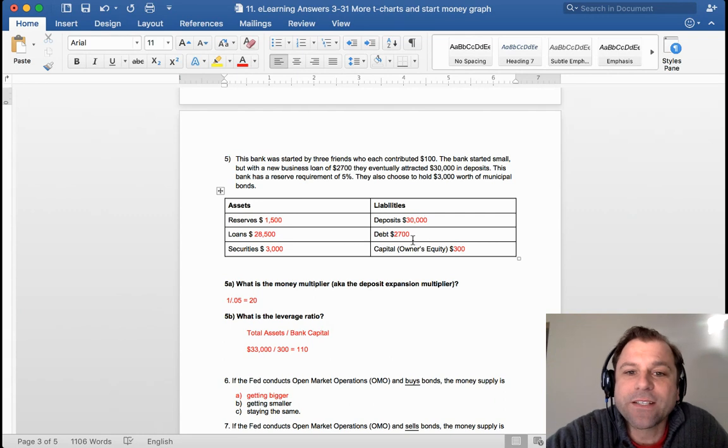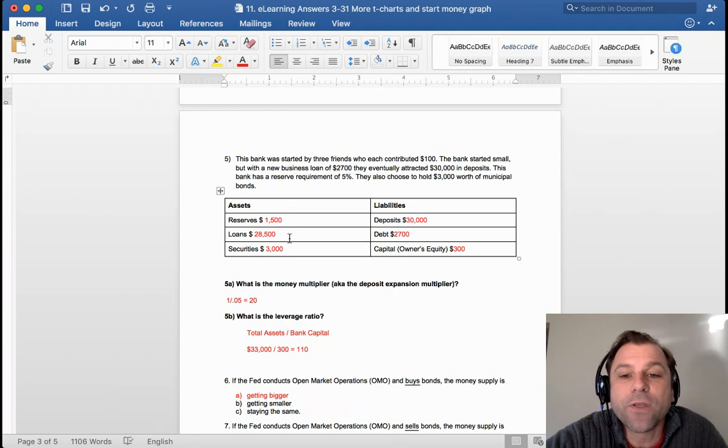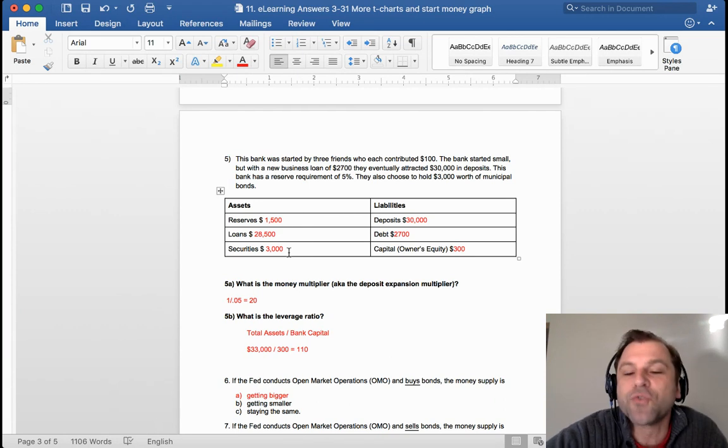We have deposits, we have debt, and we have owner's equity. So on the liability side, we have $33,000. On the asset side, we also have $33,000. There's your 5% reserves. Remember, reserves are just based on deposits, so we attracted $30,000 in deposits. This bank kept $1,500. They loaned out the $28,500, and with securities, they basically had their debt and their owner's equity put into treasury bonds, things like that. So there's your $3,000.